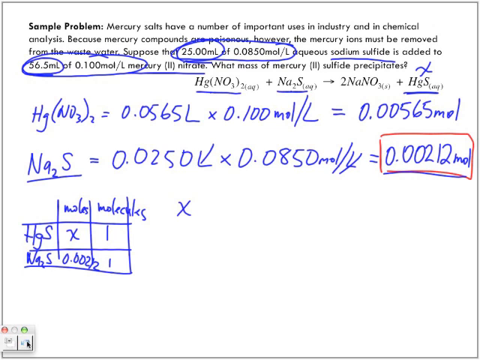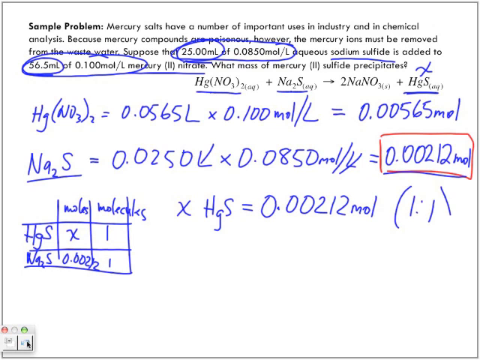So the x of the mercury(II) sulfide is 0.00212 moles. Why? 1 to 1 ratio, so we don't have to worry about making any calculation. So we know we have that many moles. We want to find the mass of mercury(II) sulfide. We know the number of moles, so what are we going to try to find now?